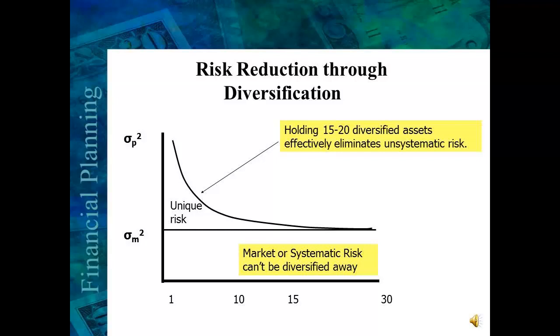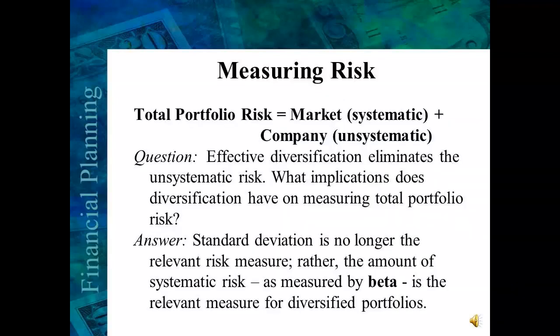Note that market risk cannot be diversified away. When market uncertainty, higher inflation, or shocks to the system occur, nearly all financial securities will be adversely affected. Diversification may mute the overall effect some. However, the portfolio will not be insulated. To summarize, total portfolio risk equals market or systematic risk plus company or unsystematic risk.